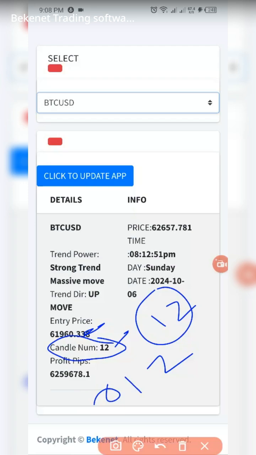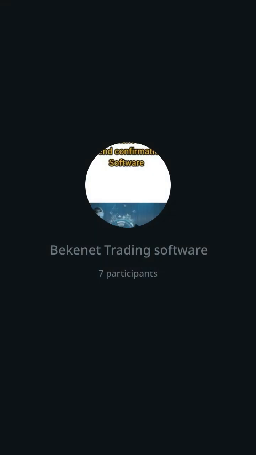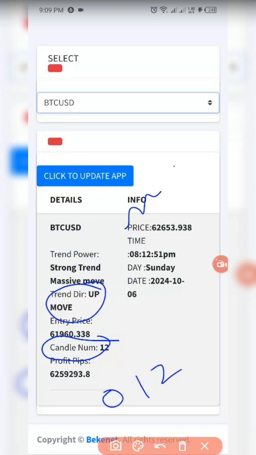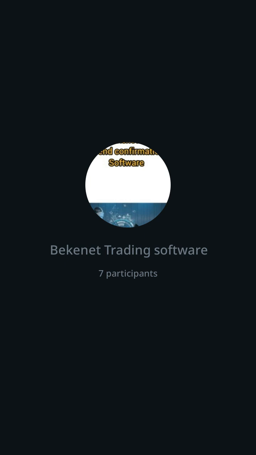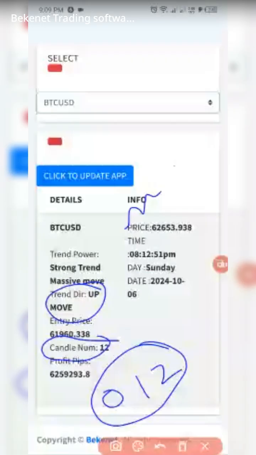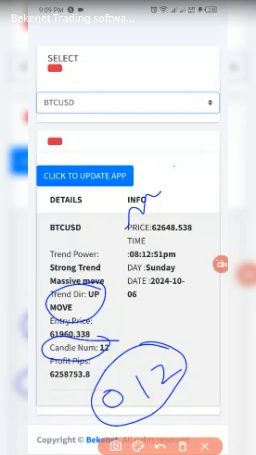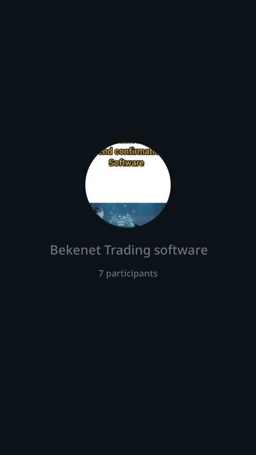So how do we use this pattern to take a trade? First thing first, look at the trend direction. If it's telling us up move, then we look at the numbers of candles. Numbers of candles must fall in the range of 0, 1, or 2. Anything above 2, we don't take the trade. It's as simple as ABCD. This is the only thing you need to do. You don't need to do any analysis, just this figure. Once you get it, two things.